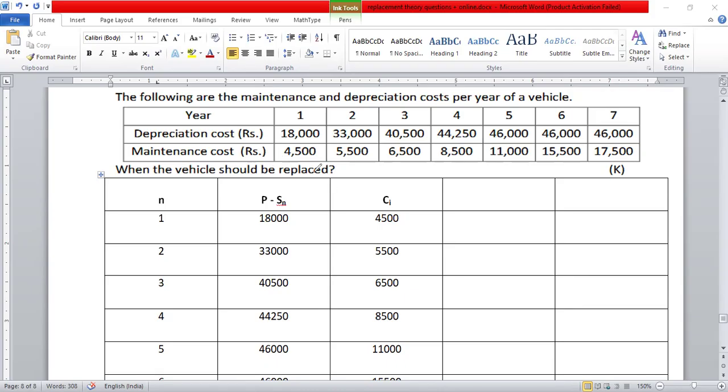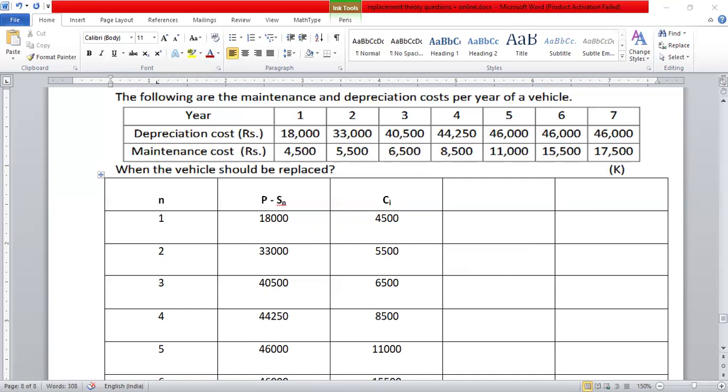Next, maintenance cost: 4,500, 5,500, 6,500, 8,500, 11,000, 15,500, and 17,500.